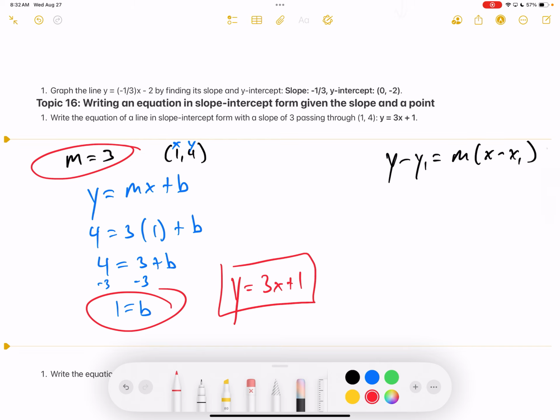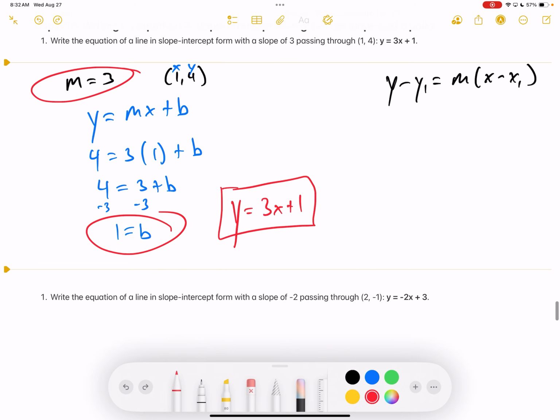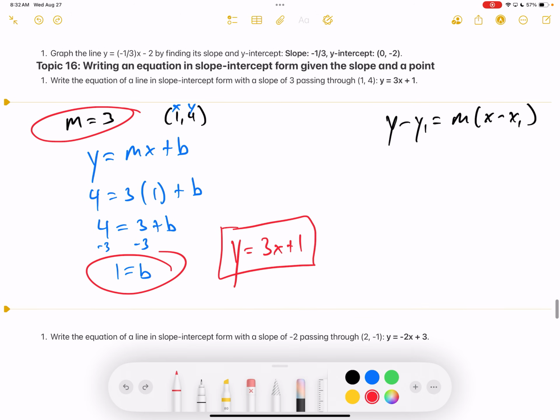The reason people like this formula is because when you get done solving it, you already have your answer. But with fractions and stuff, this is way easier. I don't think they have a fraction example on here.